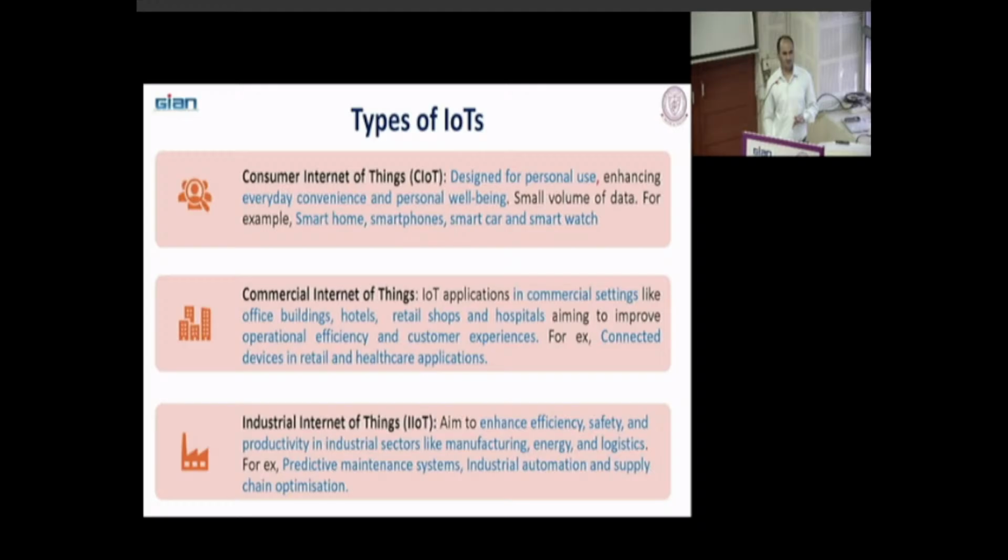Designed for personal use. Enhancing everyday convenience and personal well-being. That's consumer. Focus is on consumer. IoT devices used to improve the convenience and well-being of the people. That's why it is called Consumer Internet of Things. For example, your smartwatch. Why do you use the smartwatch? Monitoring. You want to monitor your health. You want to know when your heartbeat gets increased, what is your sugar level, oxygen level, all those things. I don't want to face any unexpected problems. That's why we use the smartwatch.